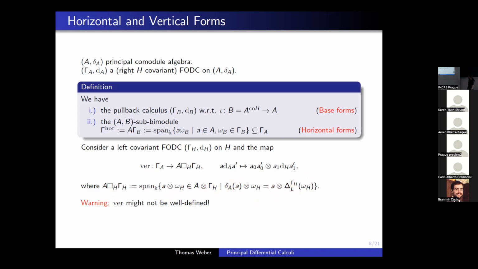And then the vertical map is defined. I take a form on A, I apply the coaction on A and on A prime, and I apply the differential on A prime 1, which gives me a form on H. Then I multiply it in this way here. You can see this is automatically something in A tensor gamma H, and you can actually prove this automatically lands inside of the cotensor product. The bad news is this map does not have to make sense. It might be ill-defined, and we have to take care of this problem.